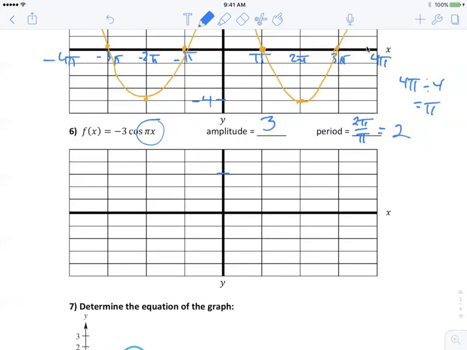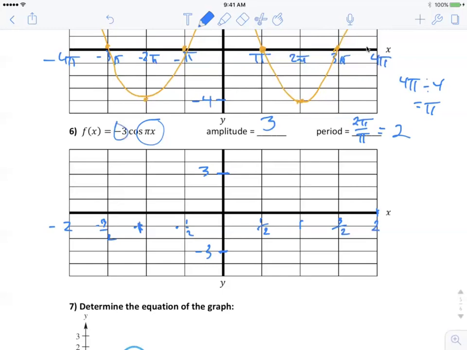So amplitude max 3, min -3. My period is 2, right? So I'm going to go from -2 to +2. And then this is just kind of simple math to get the intermediate values, right? 2 divided by 4 is a half. So each of these is going to be a half. Half, 1, 3 halves, 2, right? -1 half, -1, -3 halves.